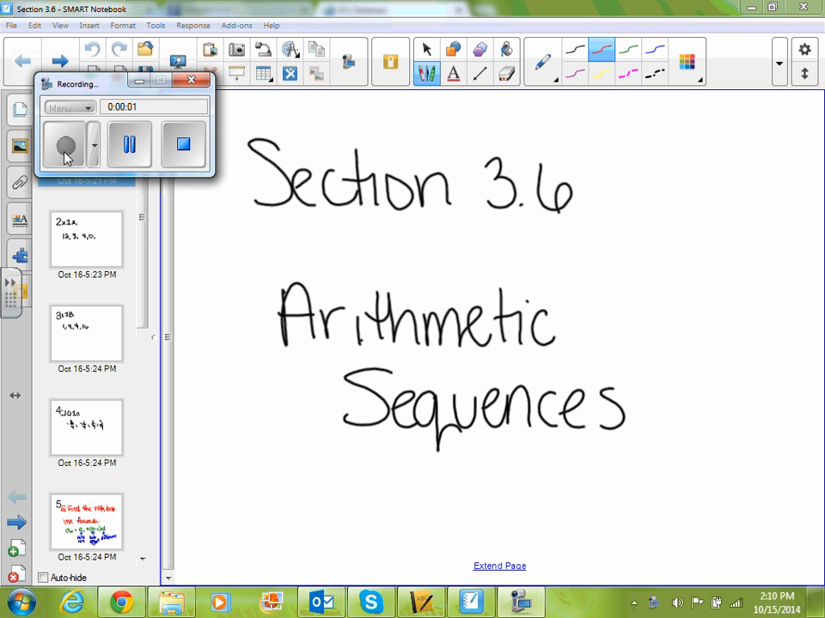For section 3.6 today, which is on arithmetic sequences. Arithmetic sequences are sequences where you're either adding or subtracting.